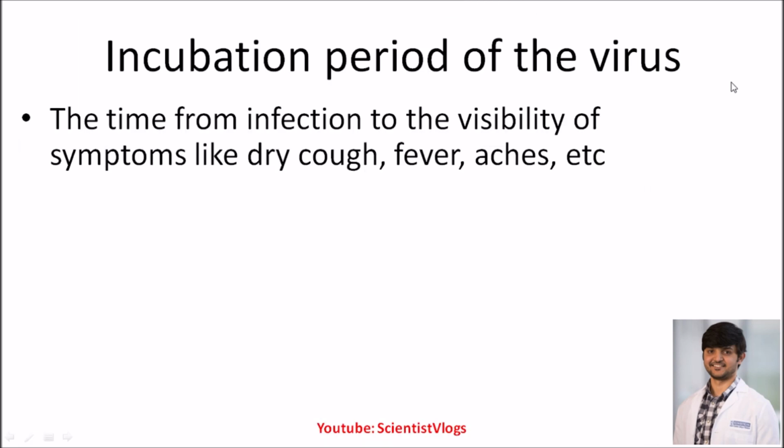So each individual person has a different rate of viral infection, viral replication, viral translation, and then formation of viral particles. The time from infection to visibility of symptoms is therefore different, because the development of symptoms depends on the number of viruses which have been generated in your body. The greater the number generated, the earlier you'll see the symptoms.